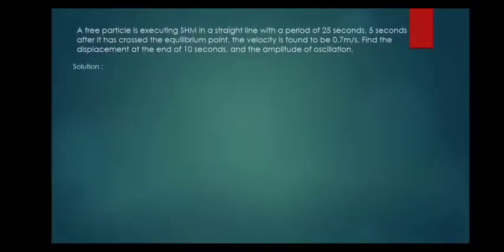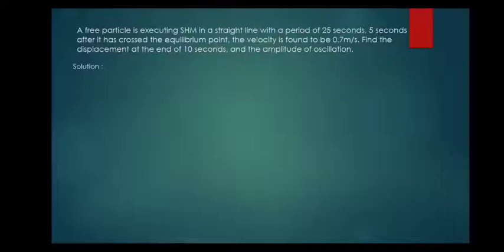Next problem, a free particle is executing simple harmonic motion in a straight line with a period of 25 seconds. 5 seconds after it has crossed the equilibrium point, the velocity is found to be 0.7 meter per second. Find the displacement at the end of 10 seconds and the amplitude of oscillation.